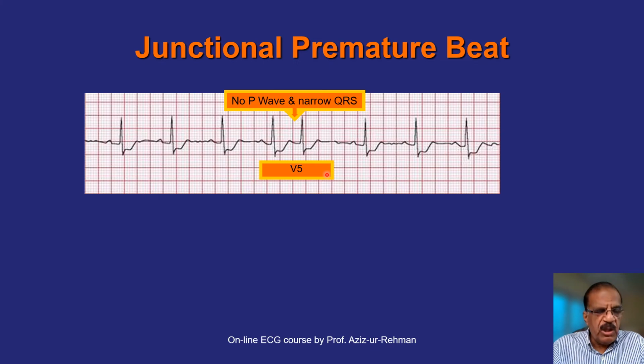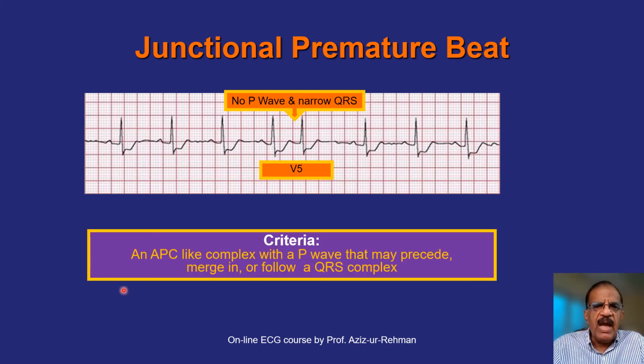Okay. So in junctional premature beat, you could have a slight APC-like complex with a P wave that may precede the QRS complex, or may be merged in the QRS complex, or it may follow a QRS complex, depending upon where exactly in the AV node this ectopic focus is. If it is in the middle, it would be merged in the QRS complex. If it is in the upper part, it might be seen before the QRS complex, but with a short PR interval. If it is in the distal part, it may be seen immediately after the QRS complex. So these are junctional premature beats.